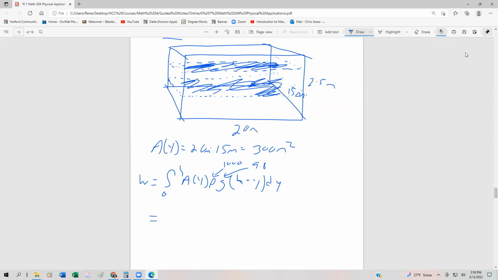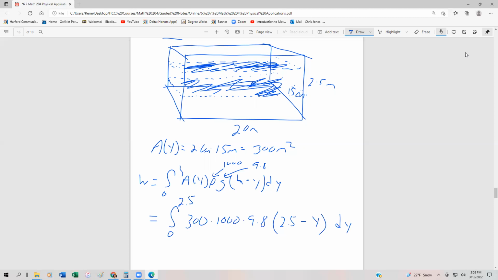Okay, so the work is going to be equal to the integral from 0 to 2.5. Our area is 300 meters squared. The density is 1,000. The gravitational pull is going to be 9.8 meters per second squared. The height is 2.5. And then y is going to be a variable because as we're pulling it up, we get closer and closer to the top. It takes less work to do so.